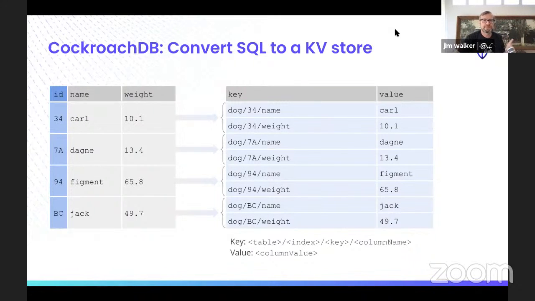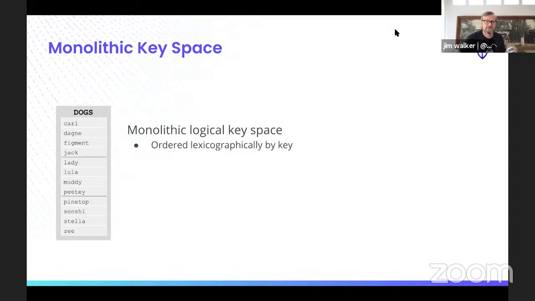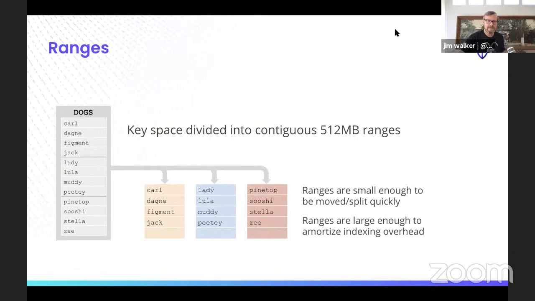That's what's going to allow us to actually find this data very quickly across a distributed environment, right? We do some much deeper encoding to create massive efficiencies. I'm not going to get too deep into that, but this ordering is the key concept, right? So we have this ordering. And now, if we think about this entire table and the way it's ordered, right?